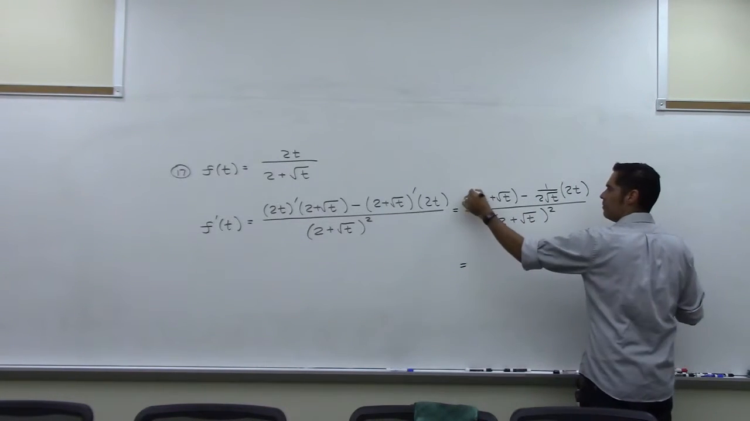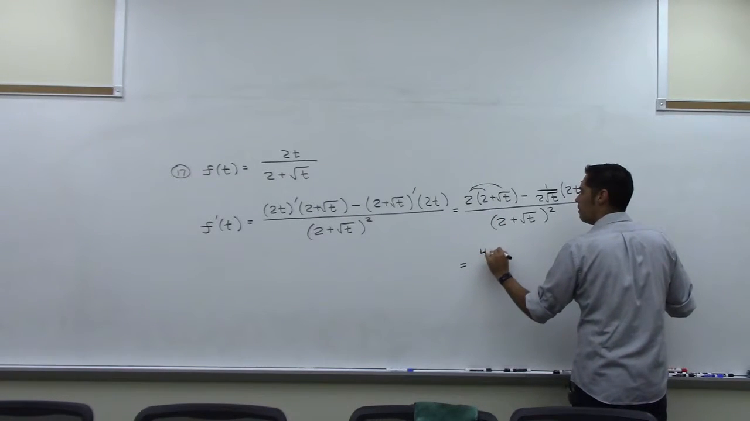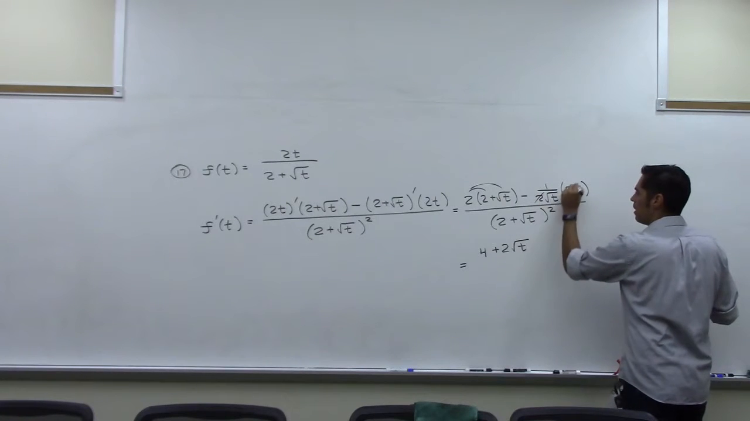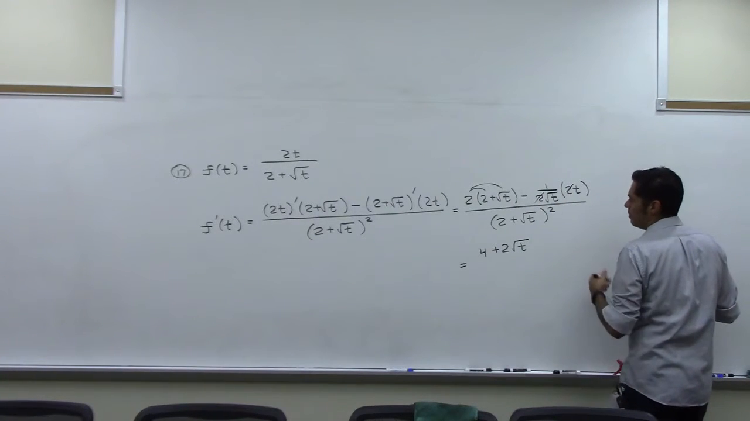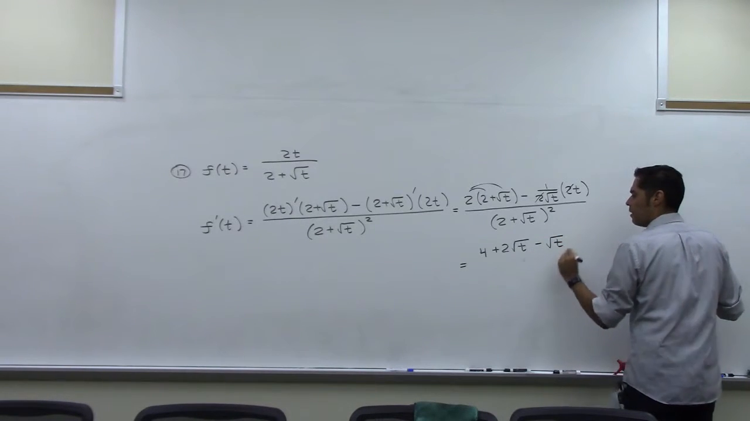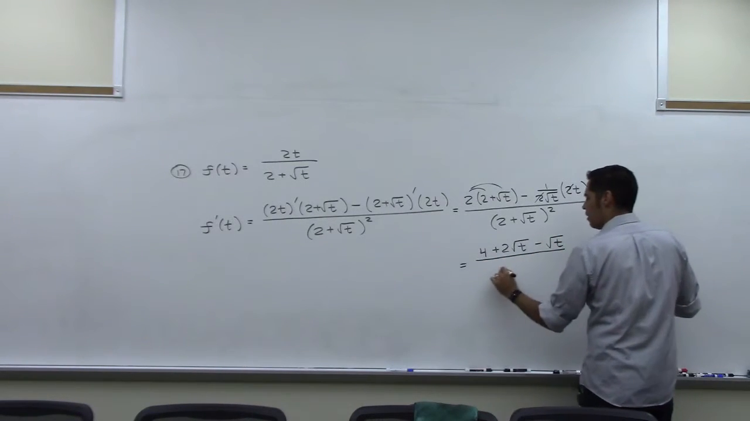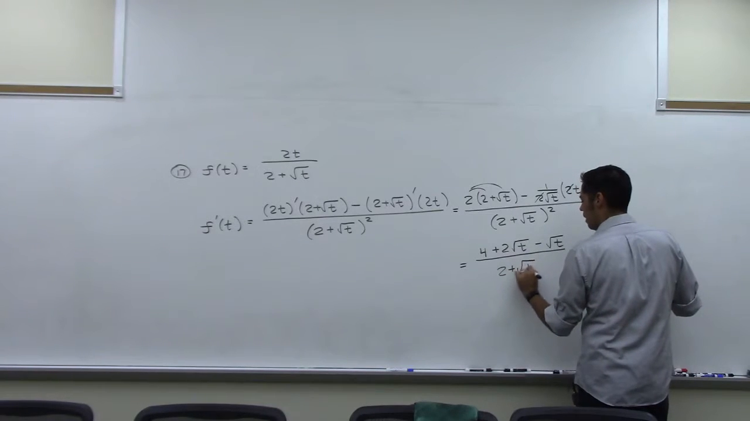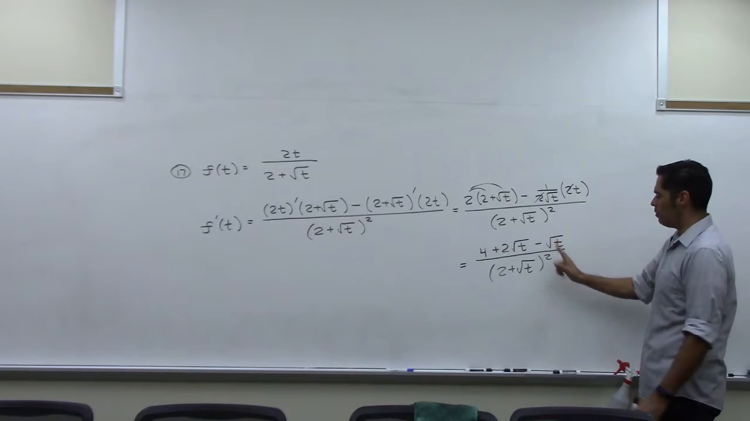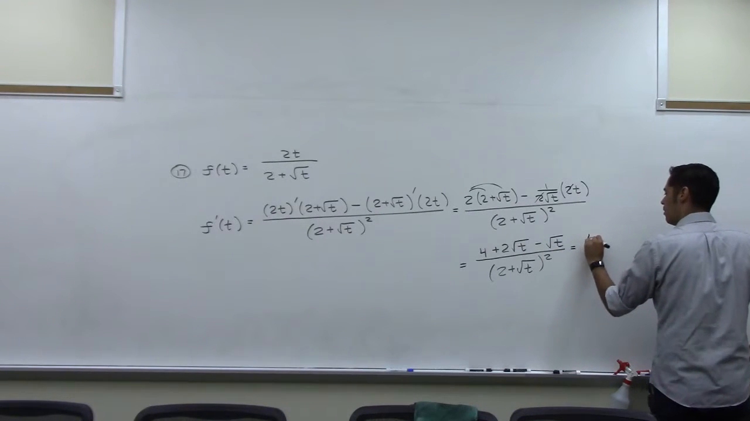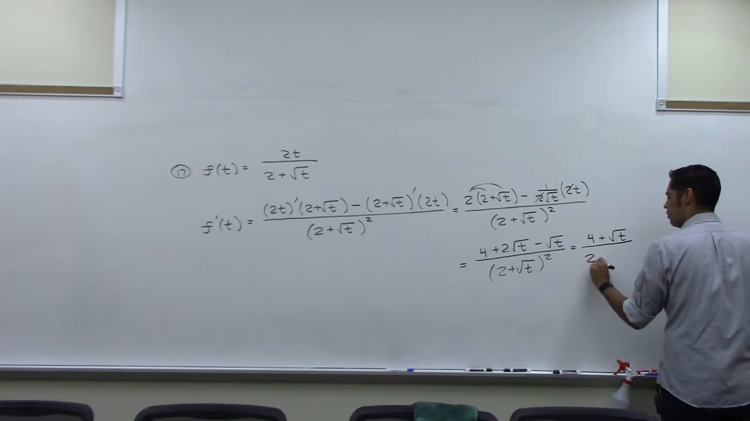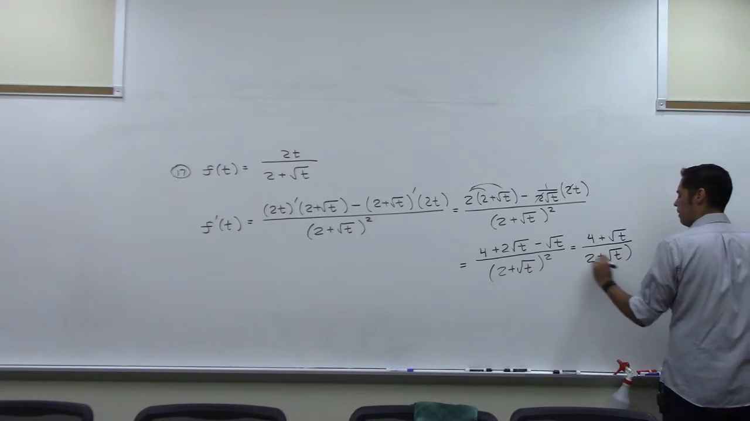And now I'll clean it up. 2 comes through, I get 4 plus 2 root t. And then here, the 2's cancel, and t over root t is just root t. So you're going to get minus root t over 2 plus root t squared. And I can have 2 roots of t, take away 1 root of t. That should just leave me with one of them. So plus root t over 2 plus root t squared.